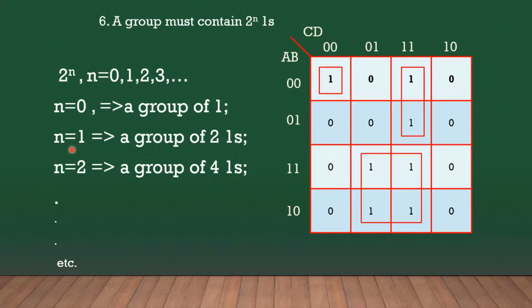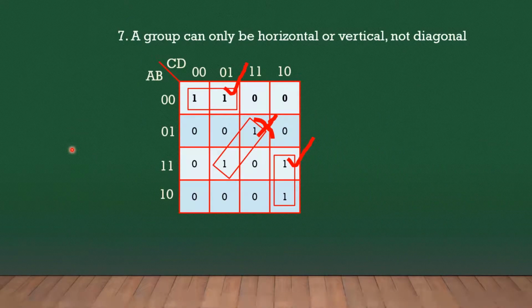Okay, now let's see the seventh. A group can only be horizontal or vertical, not diagonal. Here, this is horizontal grouping, this is accepted. Vertical grouping, this is accepted, but we don't group like this. If we get adjacent like this, we don't group. It is a diagonal, which is not allowed. So we only allow vertical and horizontal grouping.